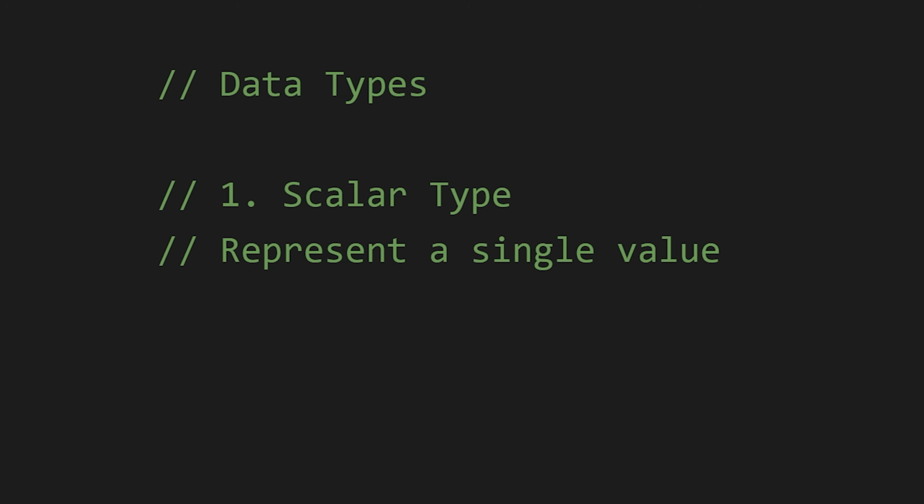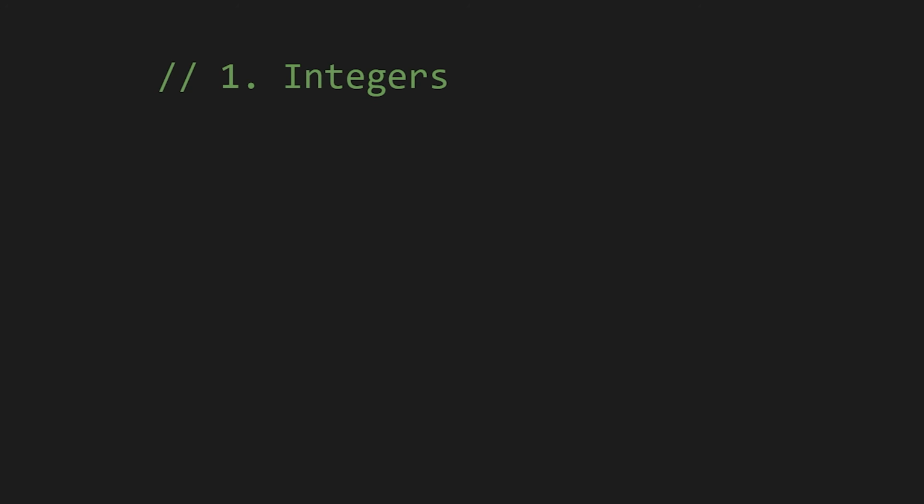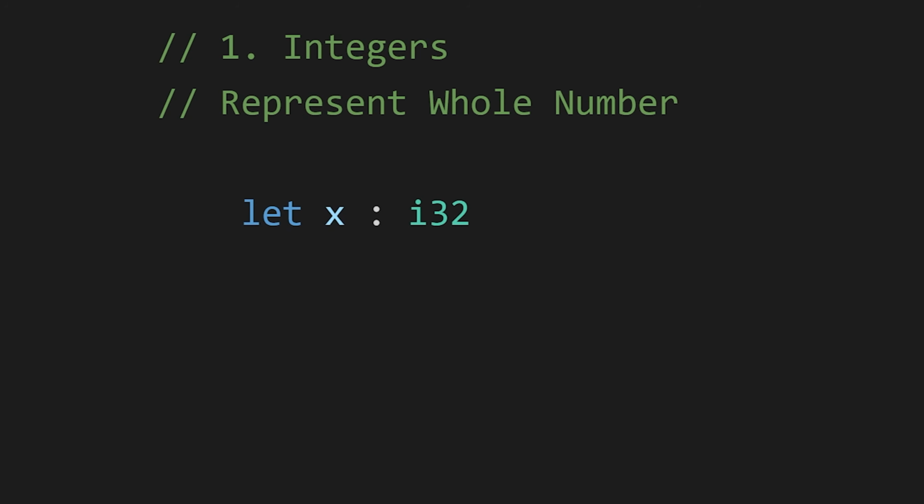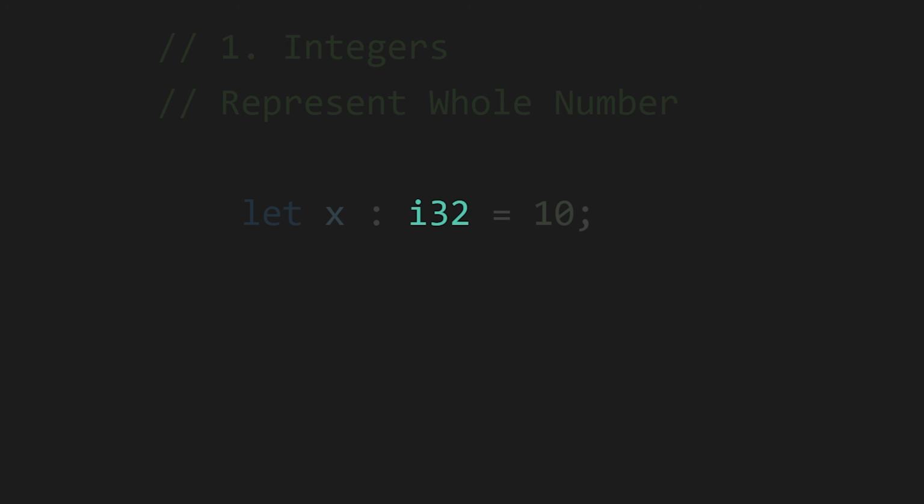By the way, we use double forward slashes to add comments in Rust. In scalar types, we have four main kinds of values. The first one is integers, which represent whole numbers without any decimal points. To specify a data type, we add a colon after the variable name followed by the type and then the value. Here, i32 means a signed 32-bit integer. In fact, i32 is Rust's default integer type.